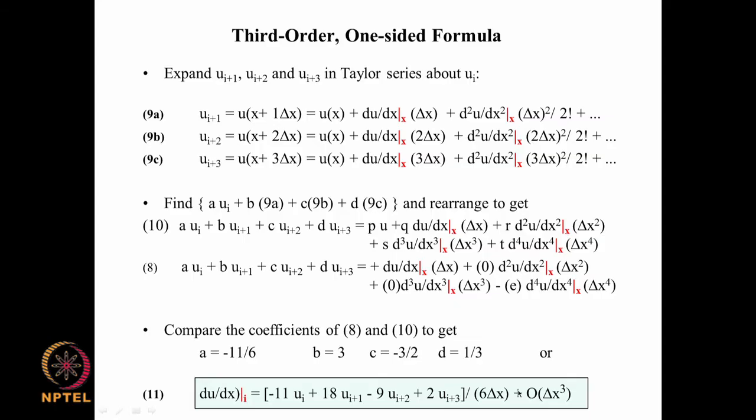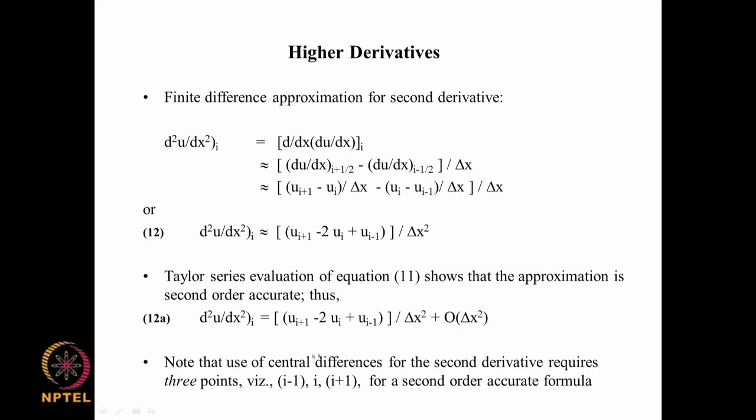And so, in a reverse way, we can find out the order of accuracy for any given finite difference approximation for any derivative. So, we can do that, and it is a fairly straightforward thing to do. So, Taylor series evaluation of equation 12 shows that the approximation is second order accurate, and therefore, we can write ∂²u/∂x² at i equal to (u_{i+1} - 2u_i + u_{i-1}) divided by Δx² plus terms of the order of Δx². So, this is a second order approximation for a second derivative.